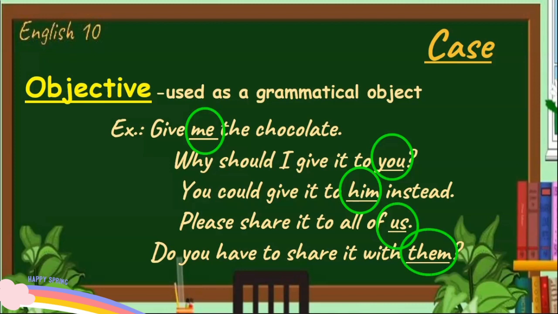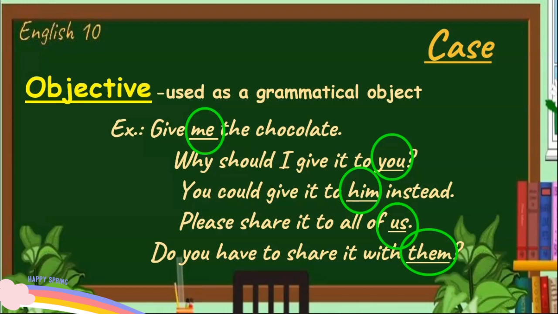These are all used when something is being done to someone. Okay? So these are objective pronouns. Under objective pronouns, we also have me, you, him, her, it, us, you, and them. All these are under objective case.